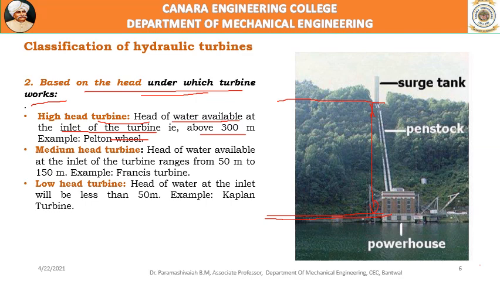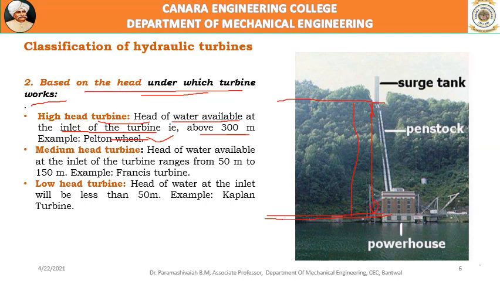Based on the height or head, we can classify water turbines into high head turbines, medium head turbines and low head turbines. If the head of water available at the inlet of the turbine, this distance, is above 300 meters, then such turbines are called high head turbines. For example, the Pelton wheel is a high head turbine; these are preferred when the head available is high.